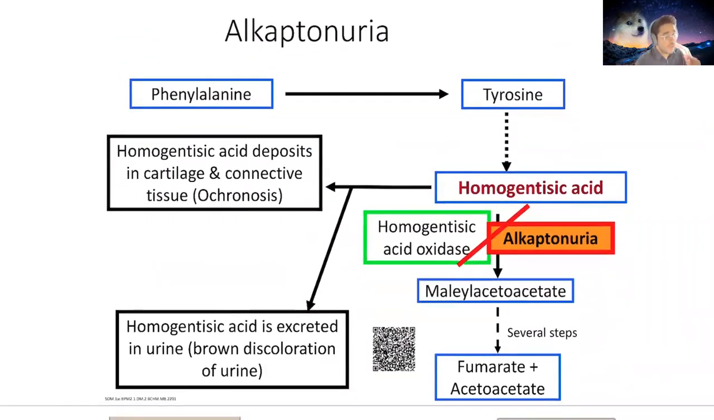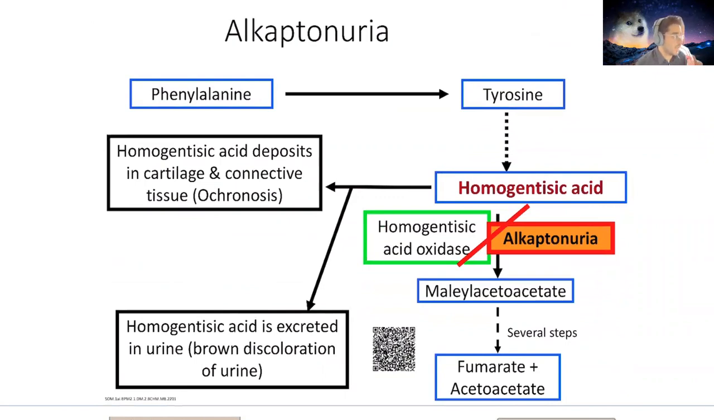Alkaptonuria. Now, this one, they're going to ask you in terms of enzymes. I wouldn't need to know the entire pathway for this. I'm telling you guys, all you need to know is to associate alkaptonuria with homogentisic acid oxidase deficiency, okay?